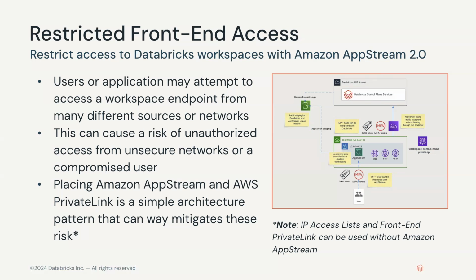In this architecture, we can also implement a front-end access pattern where users need to go through AWS AppStream to access the underlying workspace. Using AppStream, they log into a virtual machine, so to speak, and then they can access the workspace directly. However, if they're not within that virtual machine or that Amazon AppStream instance, they cannot access the workspace directly.